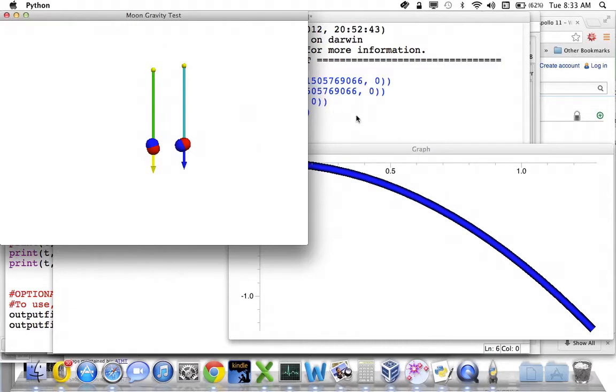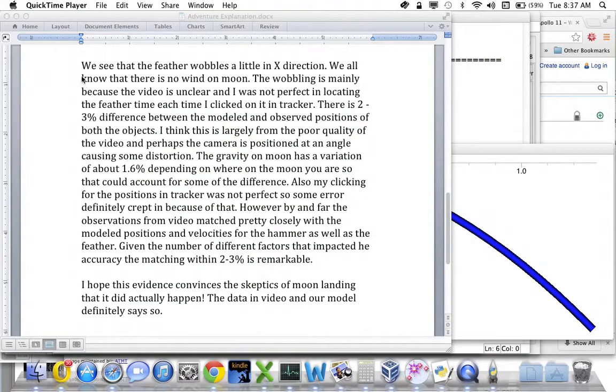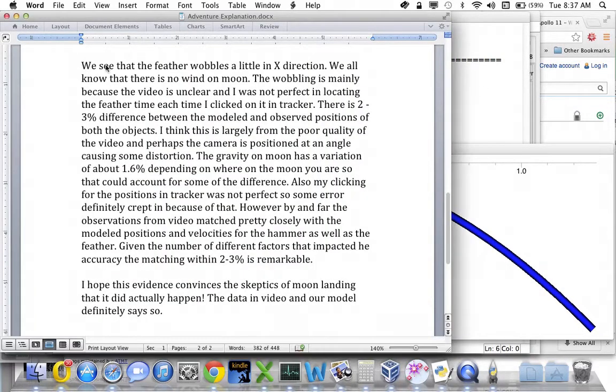Now we are going to show you a conclusion in Word. We can now draw a conclusion to our adventure. We see that the feather wobbles a little in the X direction. We all know that there is no wind on the moon. The wobbling is mainly because the video is unclear and I was not perfect in locating the feather each time I clicked on it in Tracker.